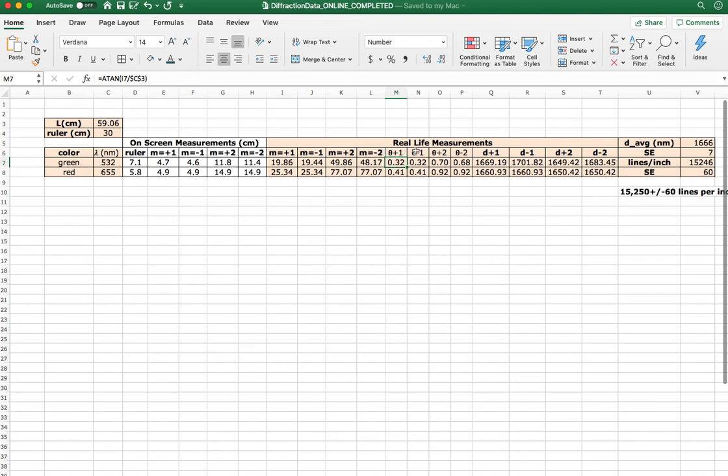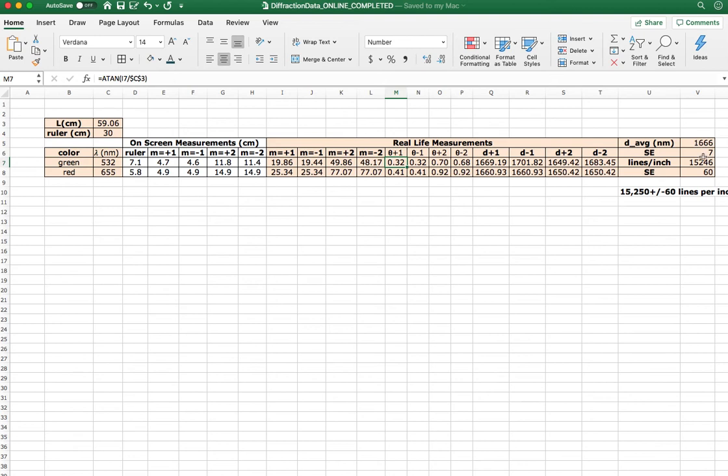And then once you have the angle, you can calculate the d, the slit spacing. And these numbers should all be about the same since they're all using the same diffraction grating. So d plus 1 is the measurement you would get of d using the data from m equals plus 1. And then over here, we average that. So these numbers are all averaged, and we calculate the standard error.